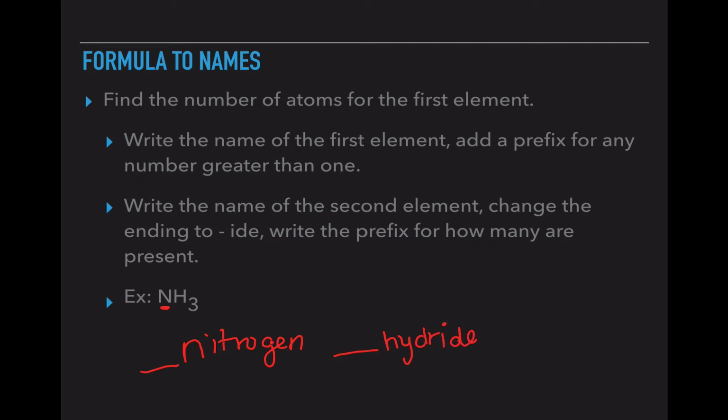Now let's look at the chemical formula. N, there is no number, so that's like a 1. The first word does not need a prefix. H3 means that we need the prefix of tri. So our name for NH3 is nitrogen trihydride.